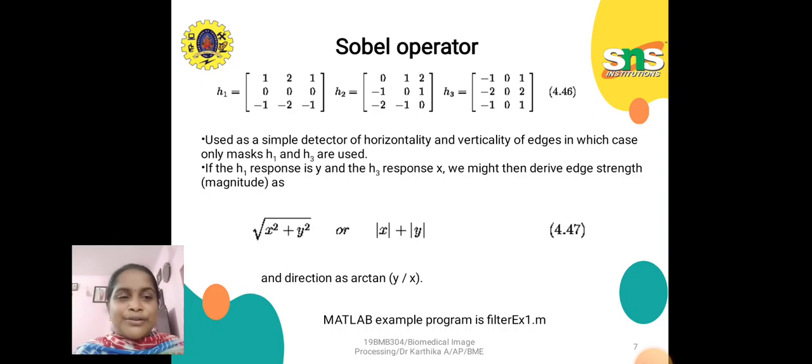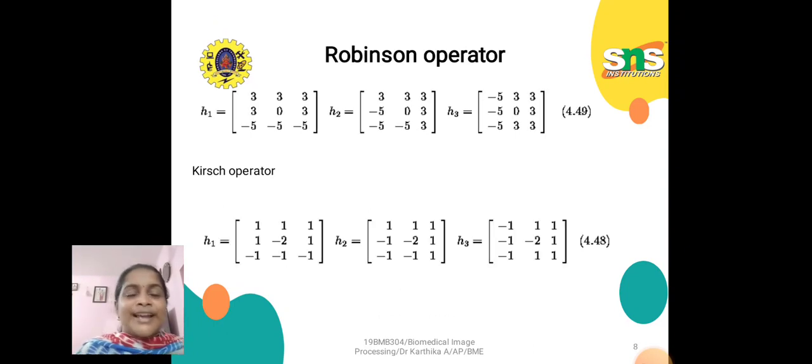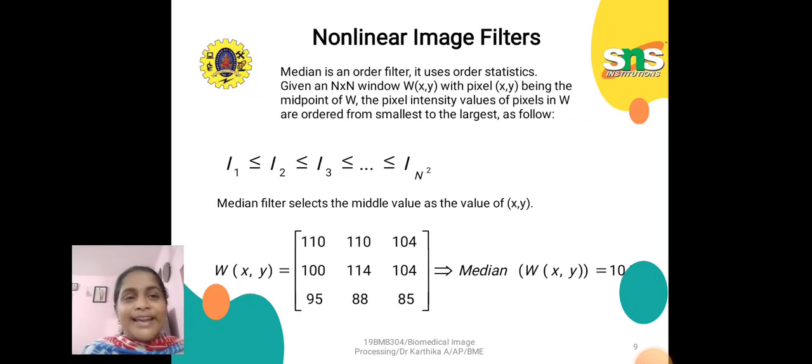Here we have a MATLAB program for an example filter, and we have the Robinson operator. The values of h1, h2, h3 are derived from mathematical expressions, and also for the Kirsch operator we have h1, h2, h3 values, which are also represented and derived from mathematical expressions. In these image processing algorithms, we are just going to use the arrays as masks. That's it.